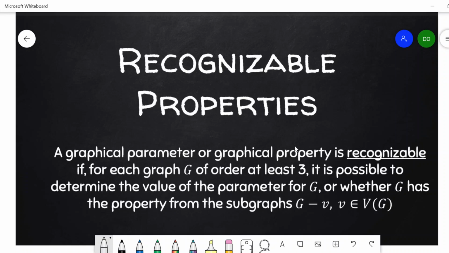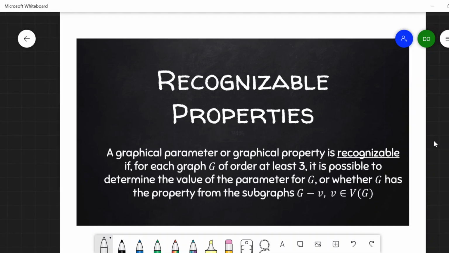We call a graphical property recognizable, or a parameter recognizable, if for each graph G of order at least 3, it's possible to determine the value of the parameter or whether G has the property by looking at the subgraphs G minus V for each vertex in the vertex set. That is, by looking at all of the vertex deleted subgraphs of a graph, we can either determine the value of the parameter or whether G has the property or not. So that's what's meant by a recognizable property.